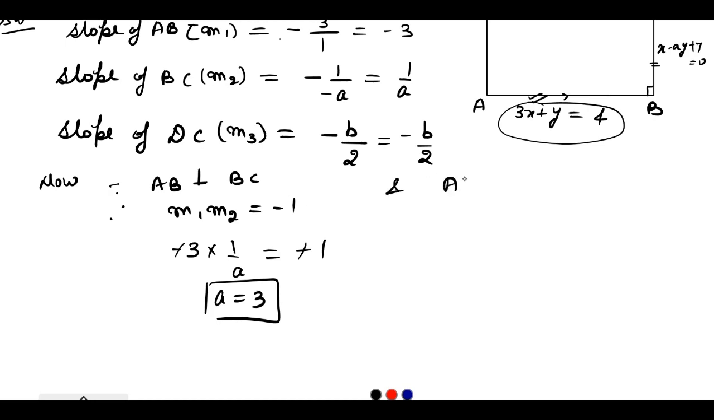And AB is parallel to DC, therefore M1 will be equal to M3. -3 is equal to minus b by 2. It means b is equal to 6.